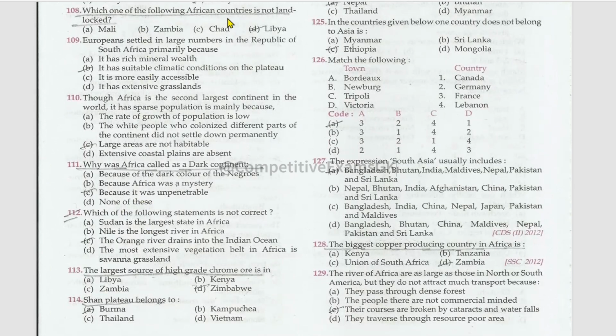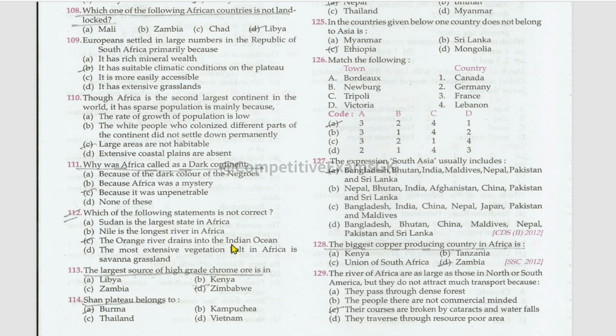Which one of the following African countries is not landlocked? That is Libya. Europeans settled in large numbers in the Republic of South Africa primarily because it has suitable climatic conditions on the plateau. Though Africa is the second largest continent in the world, it has sparse population mainly because large areas are not habitable. Why was Africa called a dark continent? Because it was impenetrable.